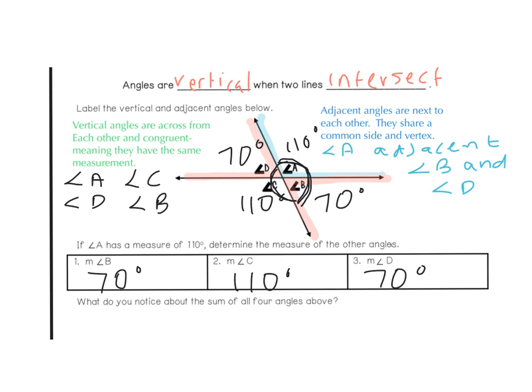When you add these four angles up, you should get 360 degrees because you're simply creating two half circles here. And two half circles would make a full circle of 360 degrees. So the sum of the four angles would be 360 degrees because it creates a full circle.